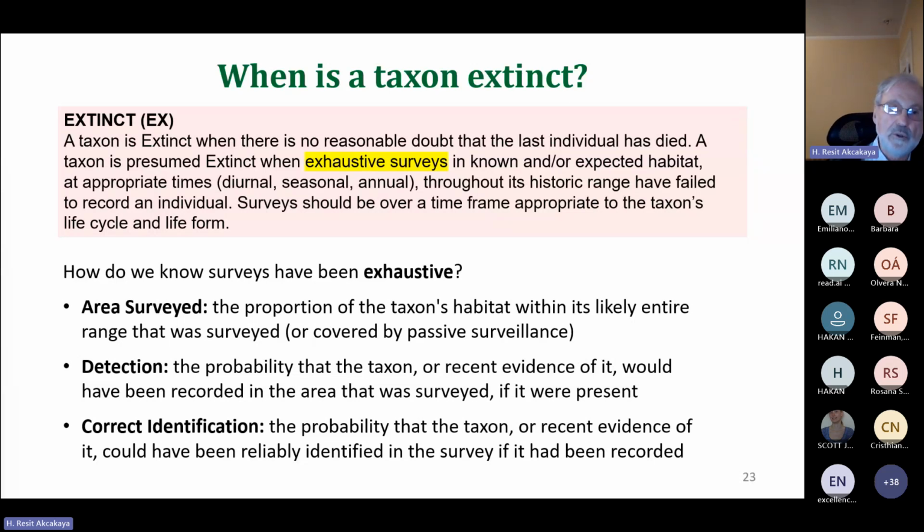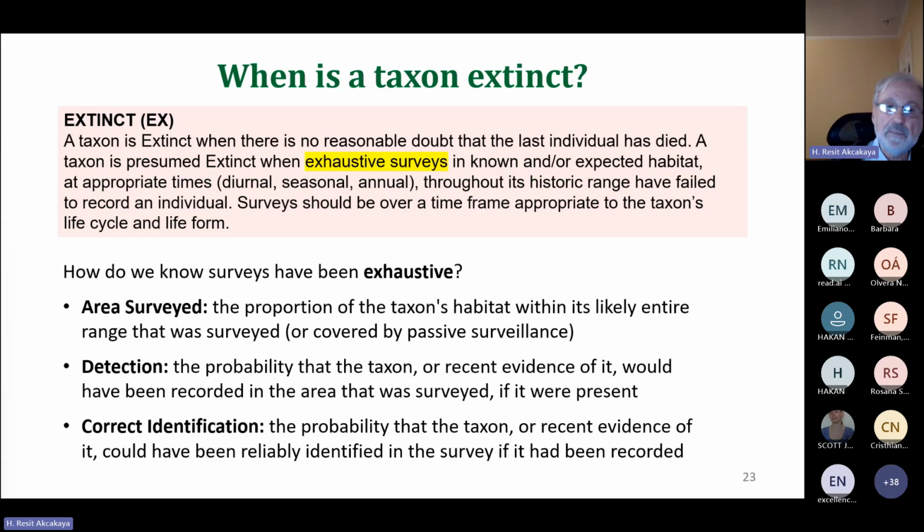So the critical part here is that, of course, the species is not seen for a while, but how hard did you actually look for it, right? Can we consider the surveys exhaustive? That is the main question, because if you don't see the species for 50 years, but no one actually looked for it either, then it's hard to call it extinct because it may still be there. So how do we know the surveys have been exhaustive? There are three basic variables that determine this. One is the area surveyed, what proportion of the species habitat within its likely range was surveyed. The second one is detection. The probability that if the species were present at the site that was surveyed, how likely are you to actually record it, right?